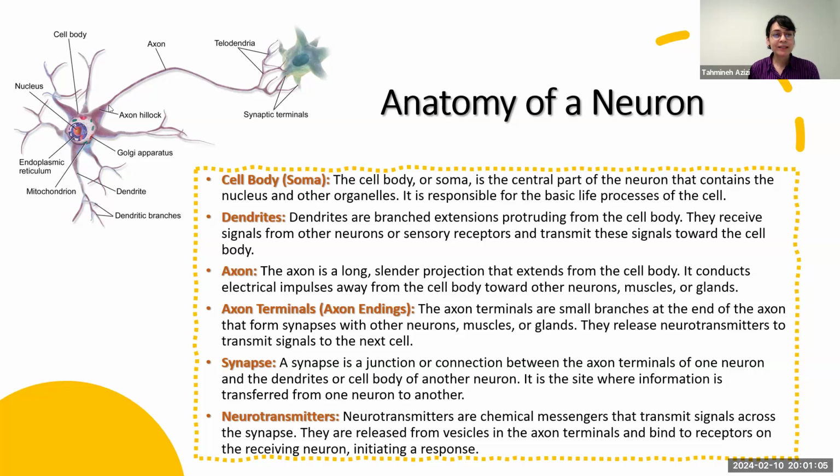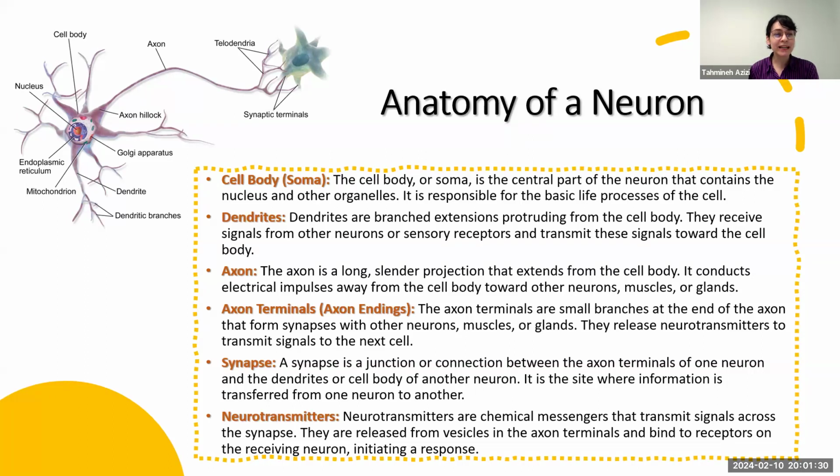On the left-hand side of this slide, you can see a neuron cell. I'll start from one of the most important parts, which is called the cell body, or soma, the central part of the neuron that contains the nucleus, as you see here. This is the red part, and it's responsible for the basic life processes of the cell.